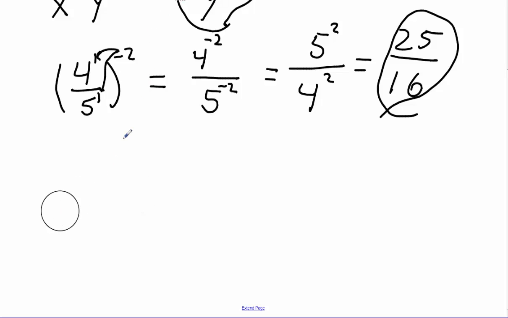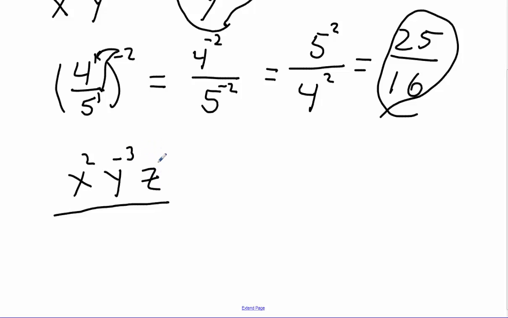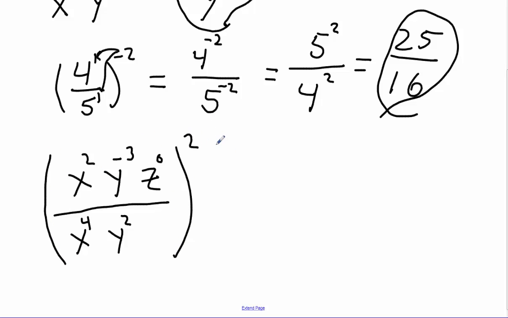Alright, let's do a tricky one. We have x squared, y to the negative 3, z to the 0, over x to the fourth, y to the second, and we'll leave it as that. And then just for fun, let's raise it to the second power. Like I said, I like to get rid of the parentheses first. There are various ways you can tackle this. I just like to get rid of the parentheses.